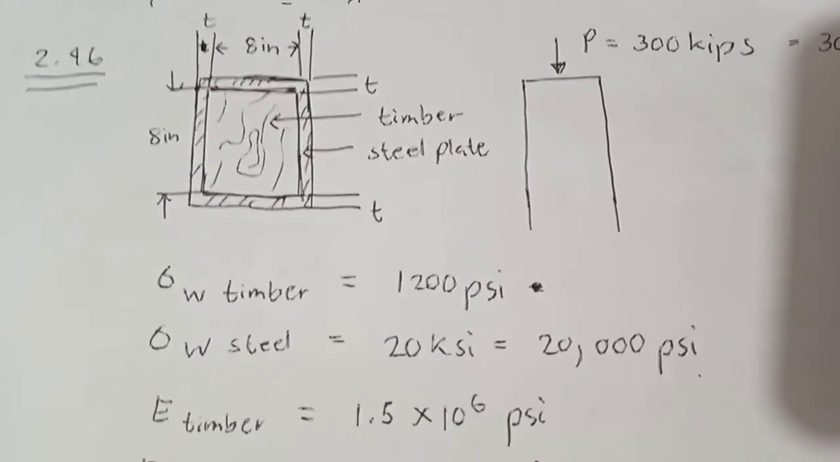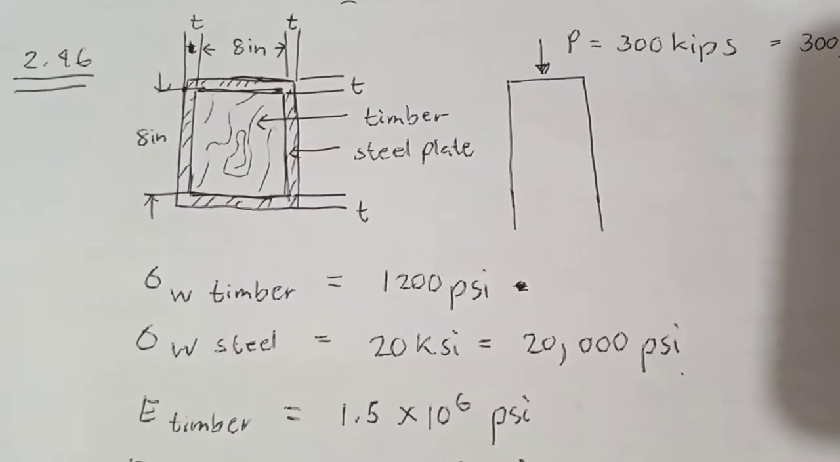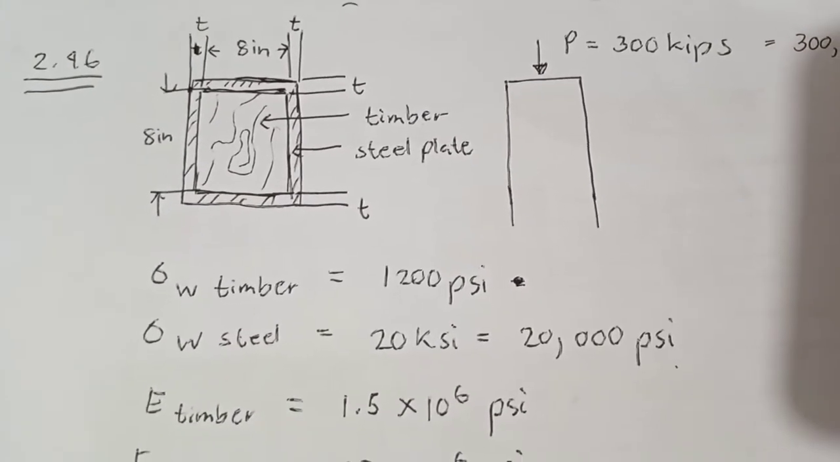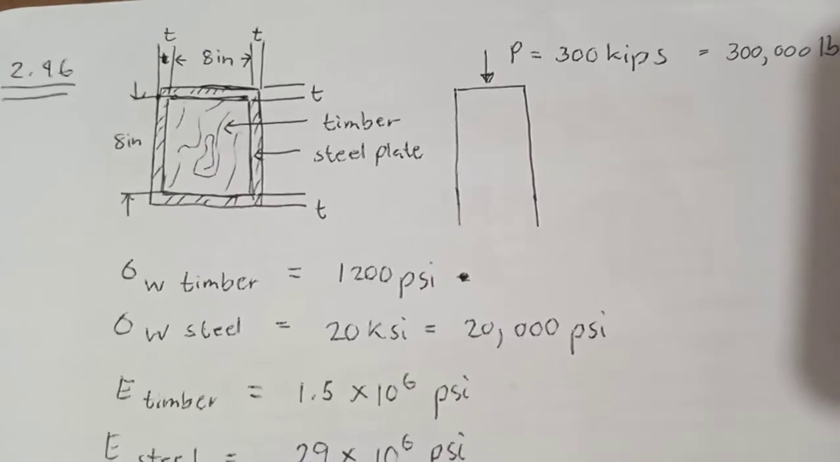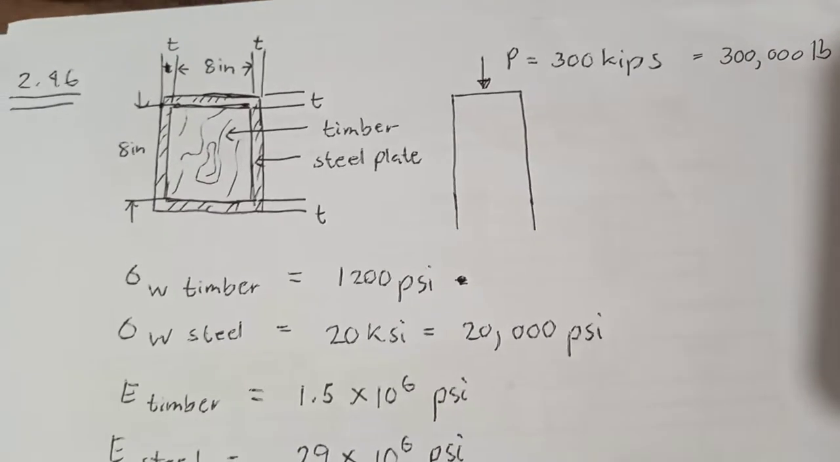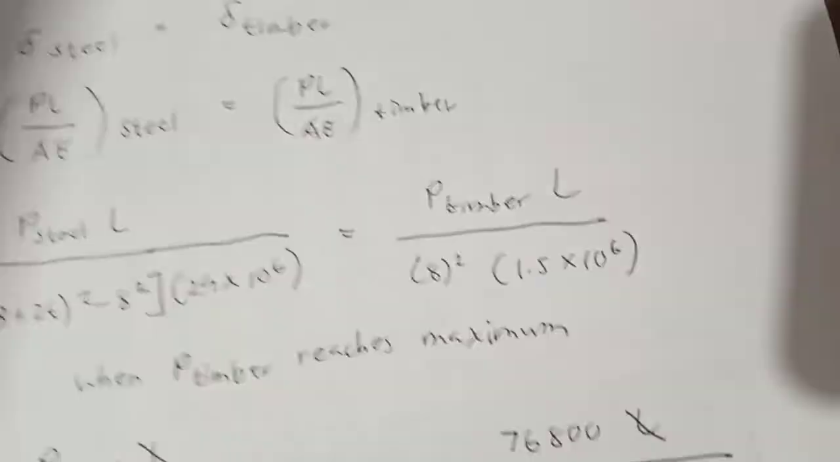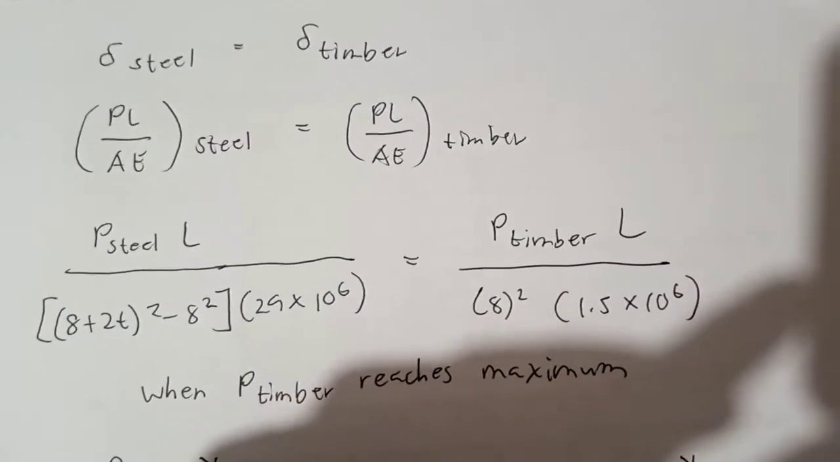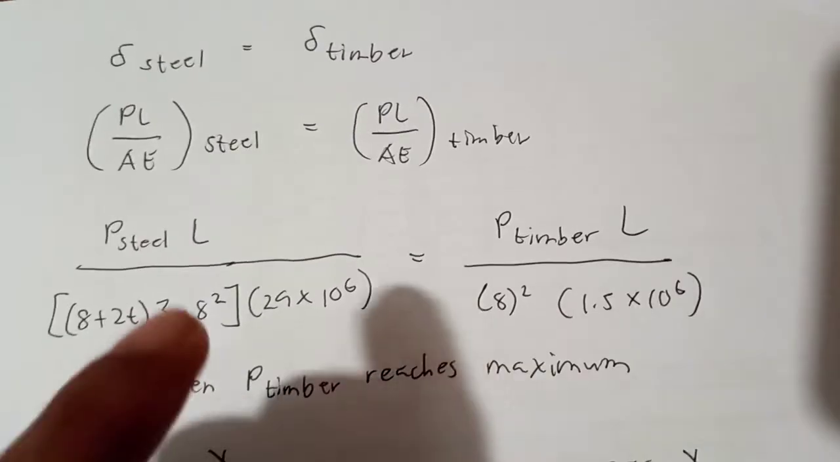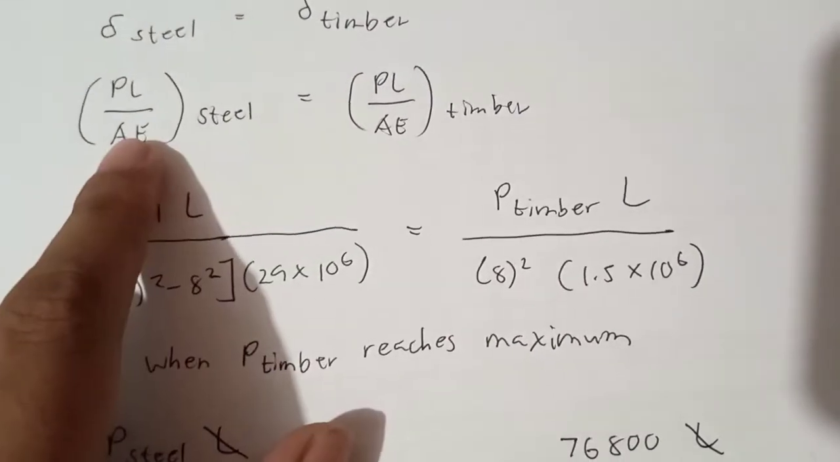Okay? That is the main assumption, in which under this 300-pound vertical load, vertically downward load, or the axial load, the deformation of steel and timber should be equal.